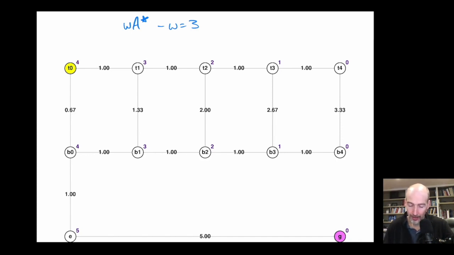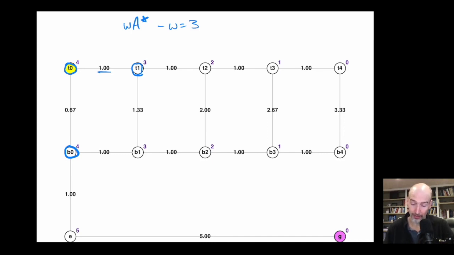Okay, so to start out, we're going to expand the start state here. We're going to generate 2 successors. And when we generate these 2 successors, we're going to generate them with an F cost. And so the F cost, remember, is G plus H. So I'm going to write the F cost in here in blue. The G cost is 1. W times H. The H cost is 9.